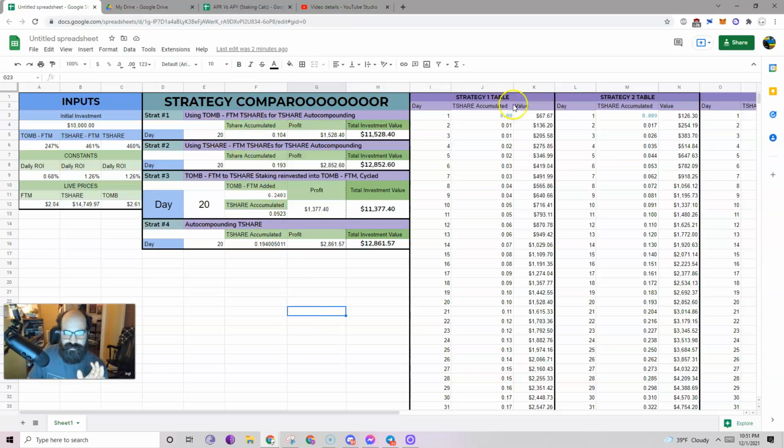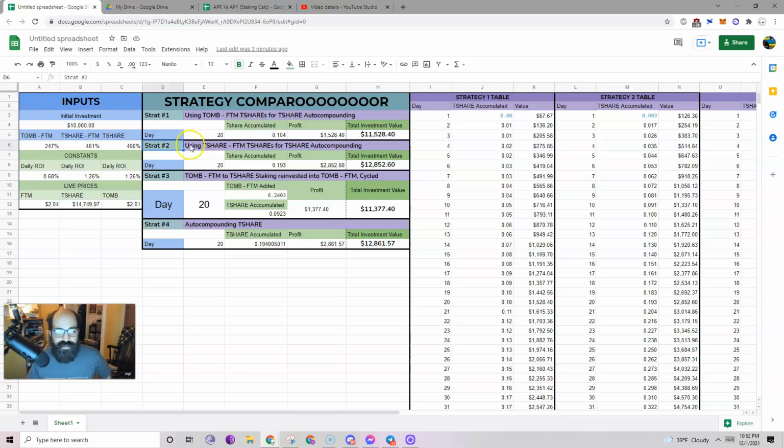So you can look at the strategy table here. In 20 days, you would have accumulated 0.104 T-share for a profit of $1,500 off of an initial investment of $10,000. So roughly that's a 15% ROI over 20 days, which is pretty good. Again, this is staking in Tomb Fantom, getting T-shares, and just throwing those T-shares into the Grim Auto Compounder.